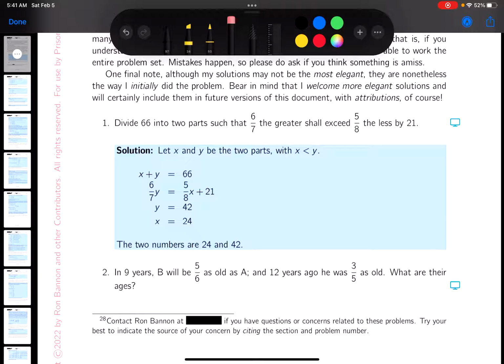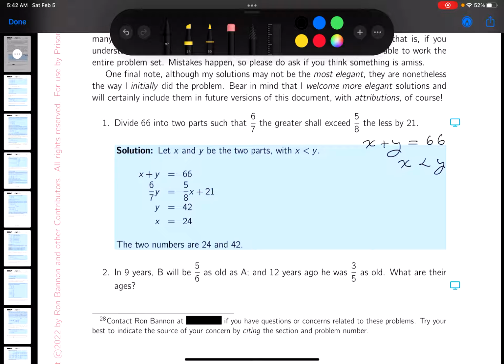into two parts. Now, if I divide 66 into two parts, there'll be two numbers. And I'll just simply say the numbers would be x and y. So I would say x plus y is equal to 66. You understand that x and y are two numbers, and 66 is the sum of those two numbers. Now, what I notice next is they start talking about a greater part and a lesser part. So, I'm going to just simply say that x is less than y. What I'm saying is y is the greater part and x is the lesser part.